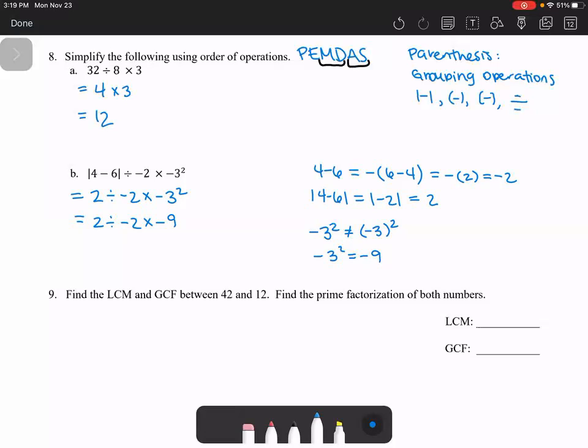So now all we're left with is multiplication and division. So we're going to do that left to right. So 2 divided by negative 2 is negative 1. And then we're multiplying by negative 9. So we just end up here with a positive 9.